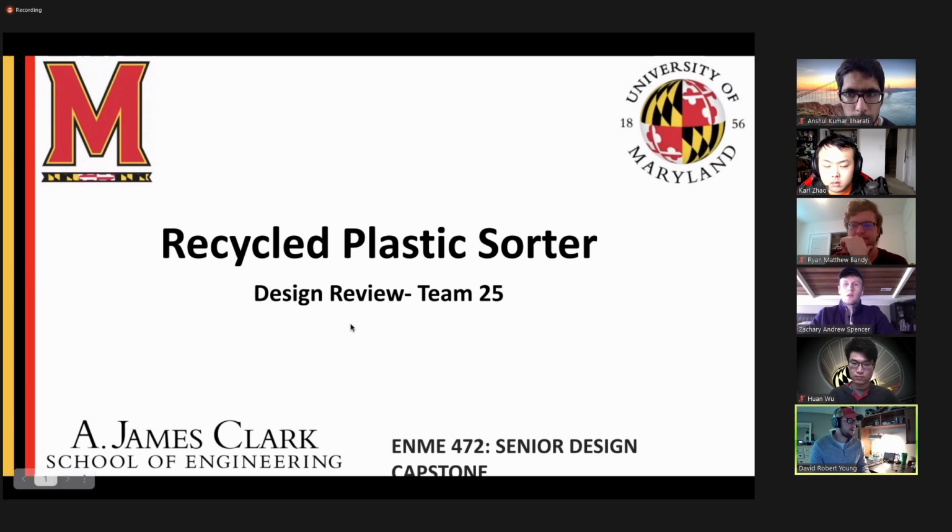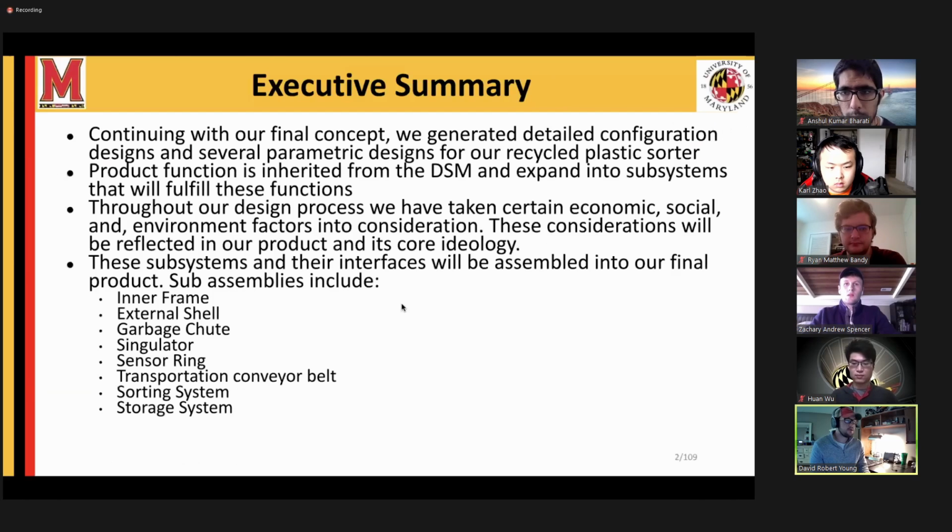Hello, everyone, and welcome to our plastic recycling sorting machine design review. Continuing with our final concepts, we generated detailed configuration designs, and several parametric designs for our recycling plastic sorter. The following report takes economic, social, and environmental factors into consideration.